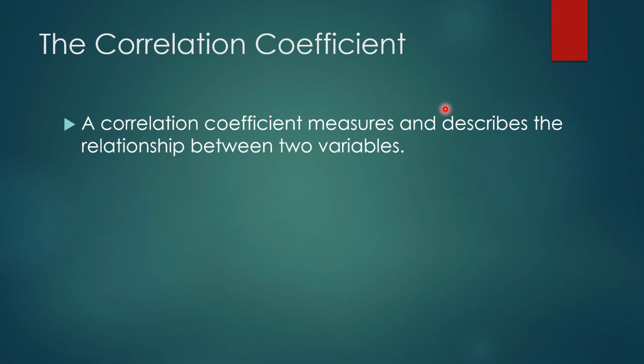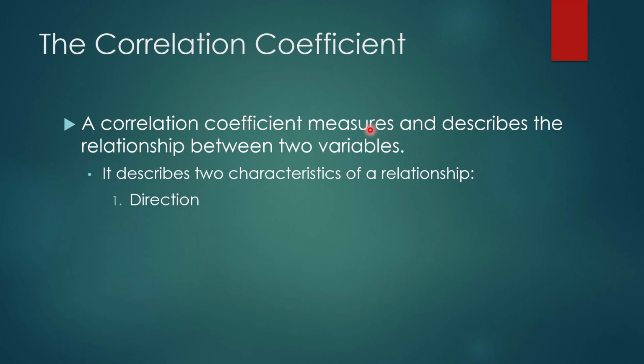So a correlation coefficient is going to measure and describe the relationship between these two variables. When we look at a correlation coefficient, we can know that it describes two characteristics of that relationship. It describes the direction of the relationship with a positive or negative sign, and it can tell us the strength or the consistency of the relationship with what the actual number is. And we'll discuss more about that in the next video.